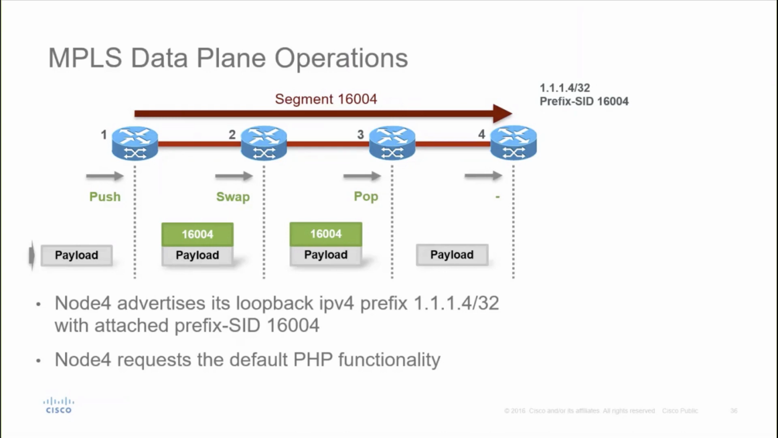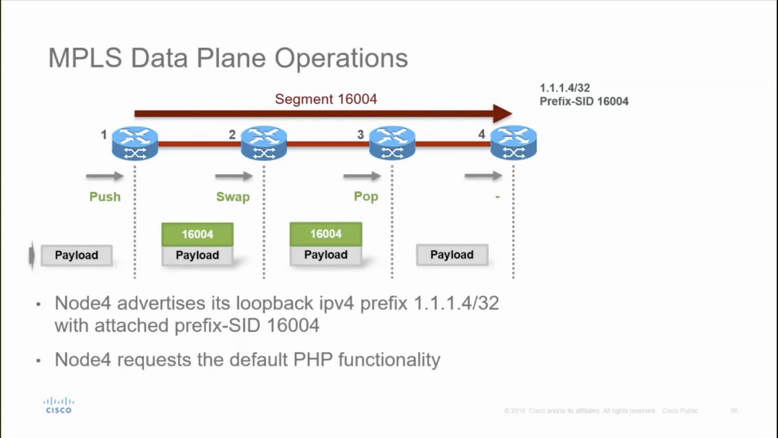Will it be any label value? Yes, it can be any label value you want within the SRGB. Remember the segment routing global block. Can I do this by hand? Of course, you have the CLI to do this. Can I automate this? Of course, you can automate it. So you can rely on tools that manage your SRGB block. And anytime you have a new router, you can have intelligence that can grab a label out of the SRGB, and you can assign that to your prefix.